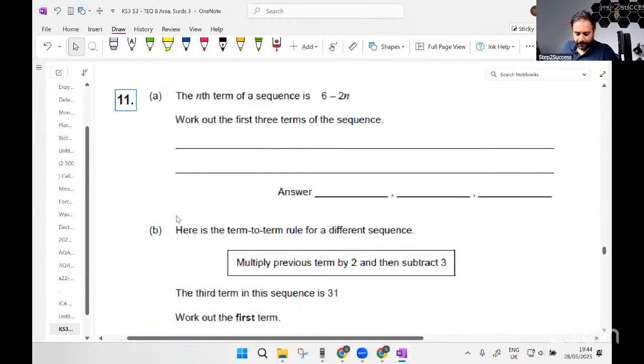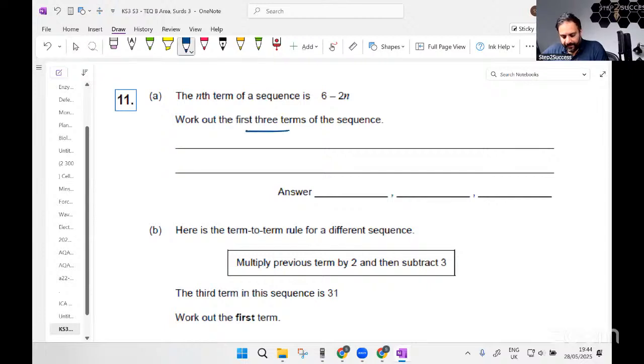Right, question 11. First three terms of a sequence when you have an nth term equation. Again, just an answer to the question about a non-calculator. That is very much that.